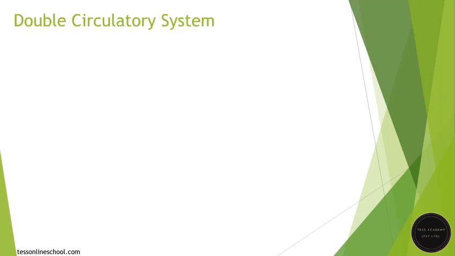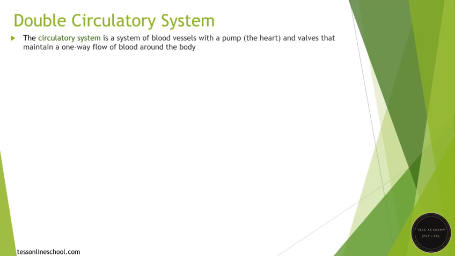The first thing we will go through is the double circulatory system. The circulatory system is a system of blood vessels with a pump, which is our heart, and valves that maintain a one-way flow of blood around the body. The valves are very important and we will be returning to this shortly. Humans and mammals have a double circulatory system.